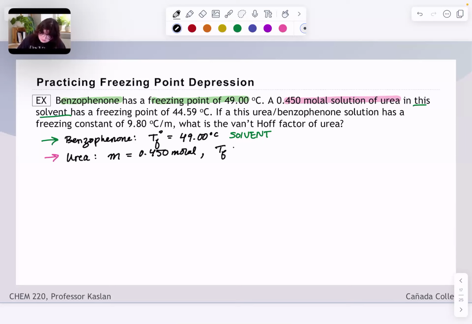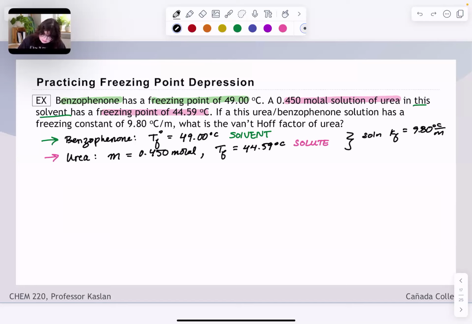And we also know the freezing point of the urea in our solution. We know that that freezing point is, let's identify it, 44.59 degrees C. Okay, and this is the stuff that's specific to our solution. And then some other information I was given. For this urea benzophenone solution, I do know the freezing constant of 9.80 degrees C per molal.